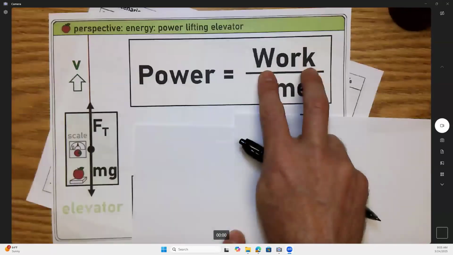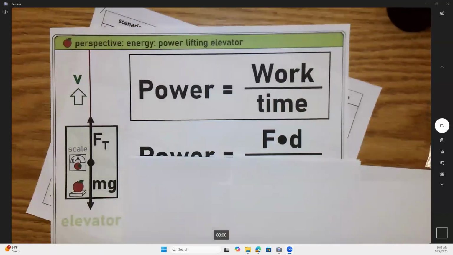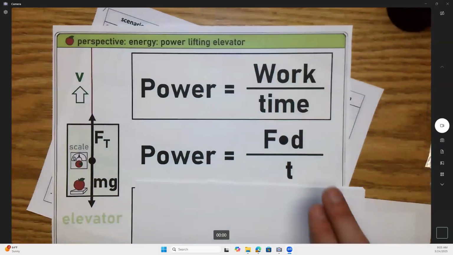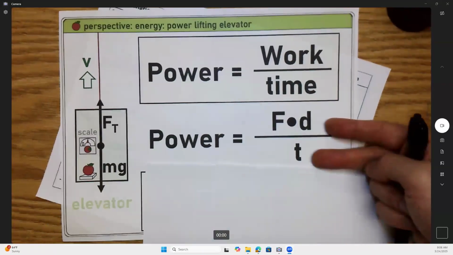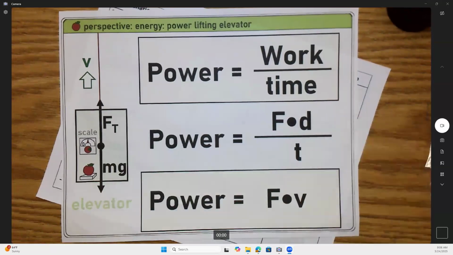Now, work is equal to what times what again? Force times distance. Okay, so do that. And then you can group this together a little bit differently. Guys, what is distance over time? Velocity. Aha. Force times velocity.